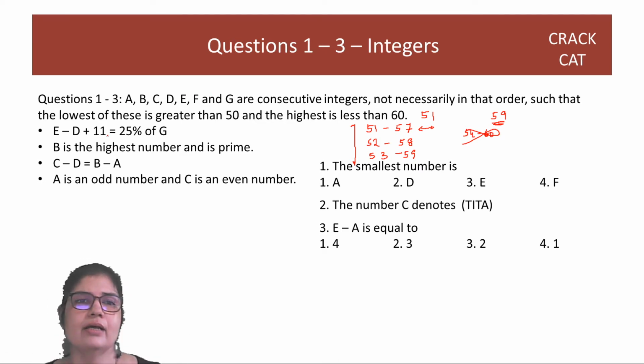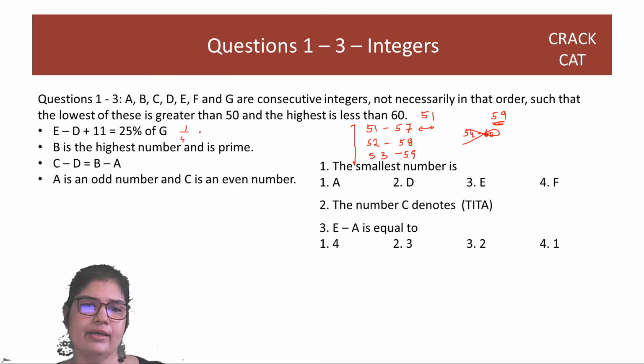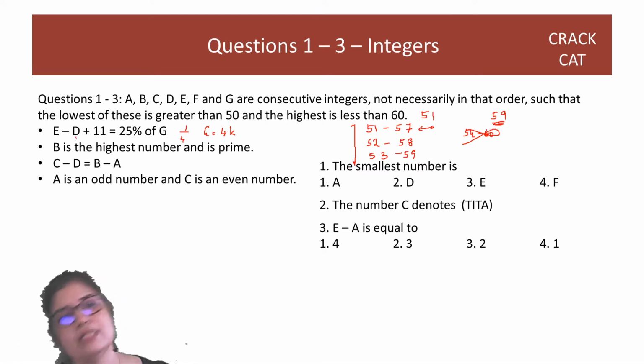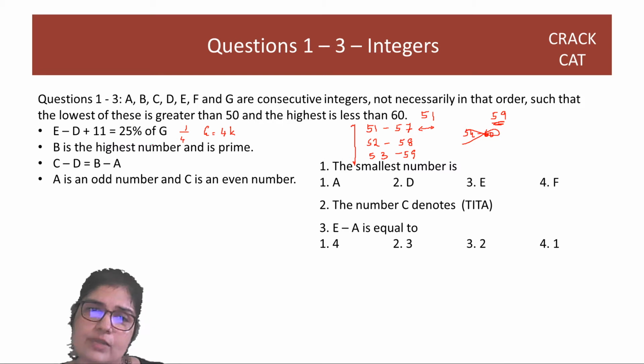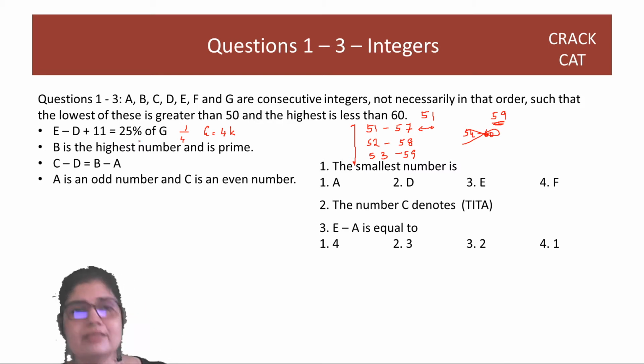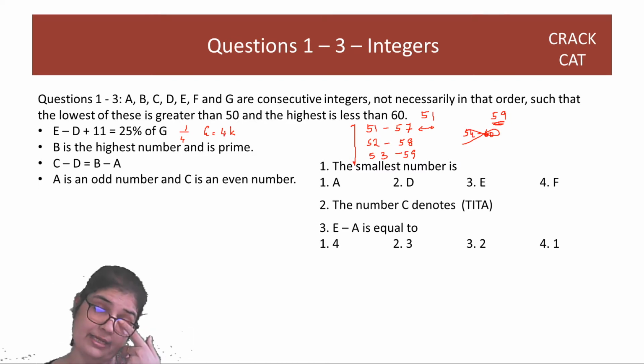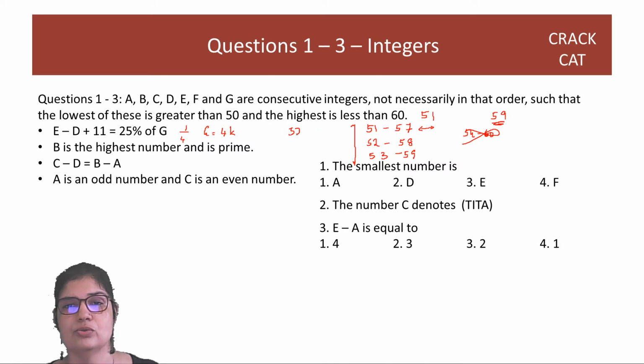Now let's see what are the points given to us. E minus D plus 11 is 25% of G. So I know that 25% means I have to take 1/4. So G has to be a multiple of 4. See, these are all integers, so you can't have decimal points here, right? E minus D will be an integer, 11 is an integer, so this also has to be an integer, which means I take 1/4, so G has to be a multiple of 4, right? Now in our section there are 2 multiples of 4. You have 52 also, you have 56 also, so this is not helpful. Forget it.